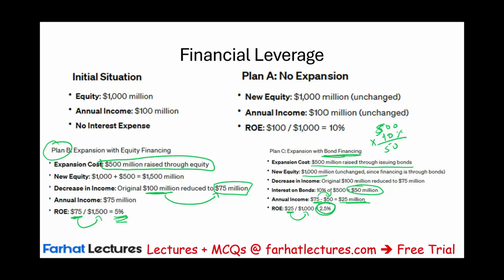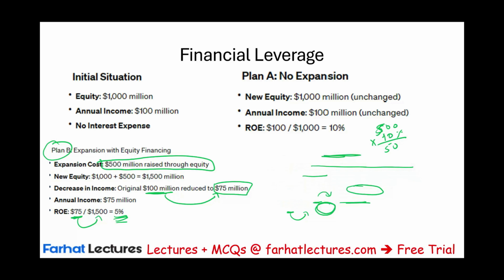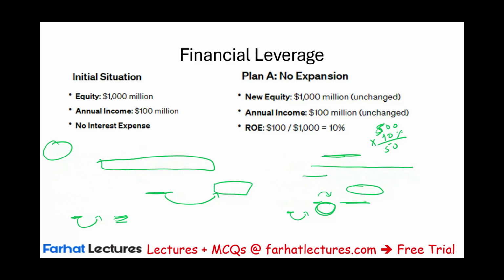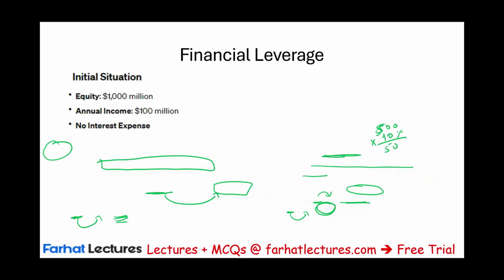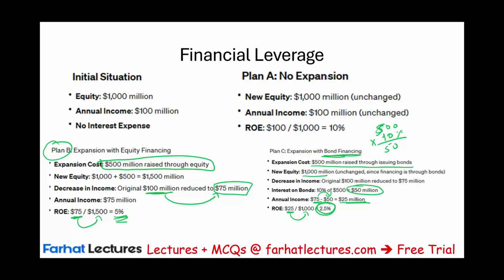Why did that happen? Well, let's take a look at the original scenario. In the original scenario, we were better off using debt. What happened now? We're not better off using debt. Why? Because we had to pay 10% on the 500 million.